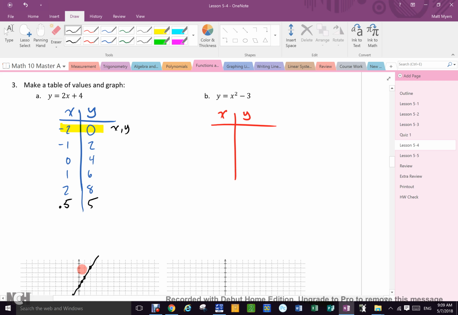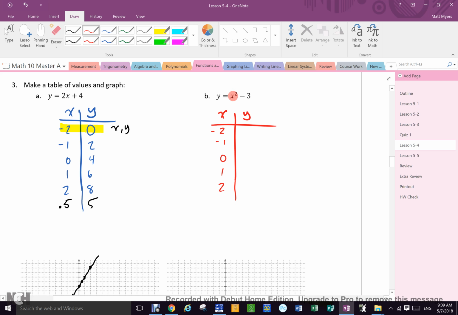What if I change this to cost and kid? Would I connect the line? No. Because I can't have half a kid. Everybody understand? All right. This one, I'm going to use the same numbers. -2, -1, 0, 1, 2.